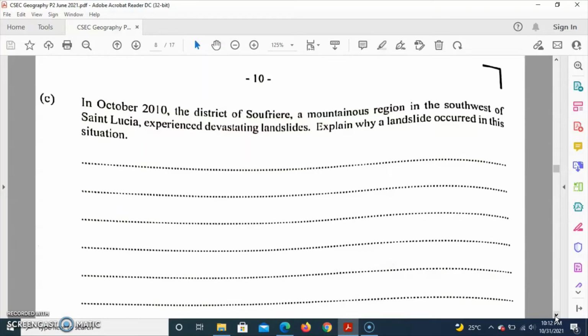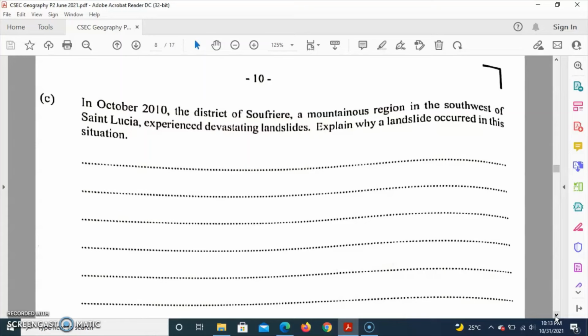A landslide could have occurred in the district of Sophia because the La Sophia stratovolcano exists in this district, and this volcano has very steep slopes, and this could have encouraged the base of the slope to become unstable. So because the slope is very steep, it could mean that the slope is also unstable, and this could lead to a landslide.